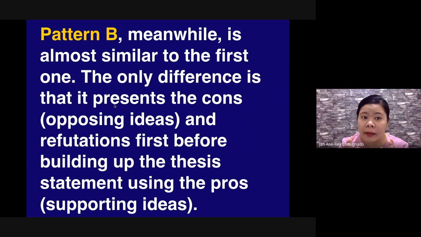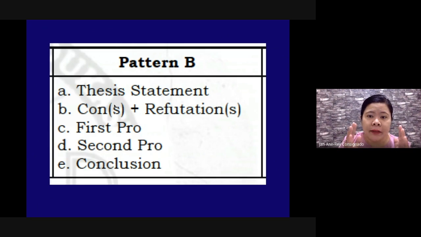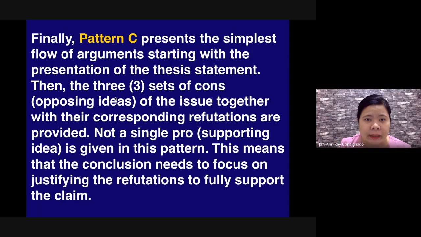How about pattern B? Pattern B, meanwhile, is almost similar to the first one. The only difference is that it presents the cons, opposing ideas, and refutations first before building up the thesis statement using the pros or the supporting ideas. Okay? That's pattern B. I will show you again the pattern. Thesis statement, con or cons, refutation or refutations, then the first pro, second pro, and the conclusion. Okay? How about pattern C?